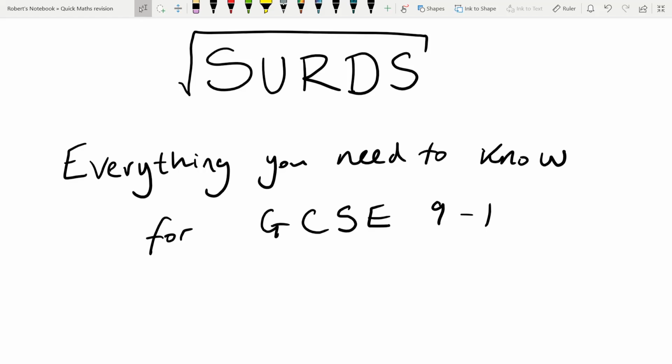Hello and welcome to Quick Maths Revision, where today we're going to be going through a guide on GCSE 9-1 surds. So in this video we'll be going over how to simplify surds, what is a surd, multiplying, dividing, adding and subtracting surds. I'll put up a separate video on rationalising the denominator, so check that out if that's what you're looking for specifically.